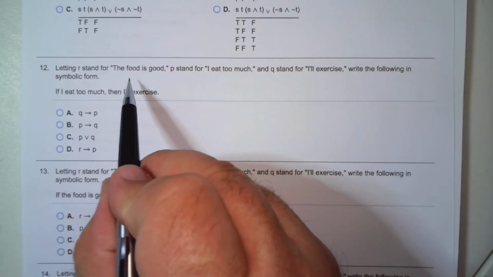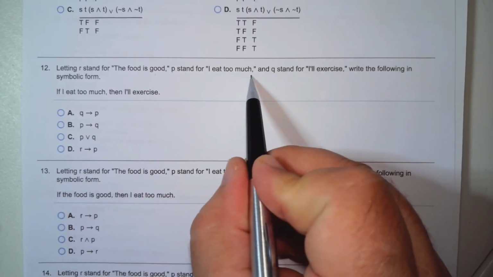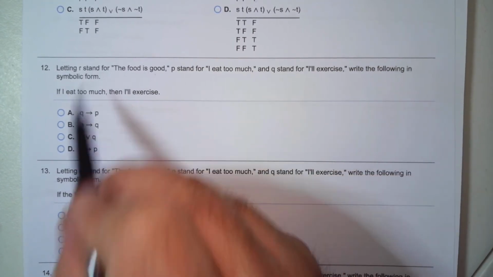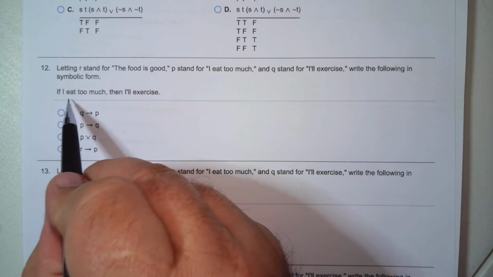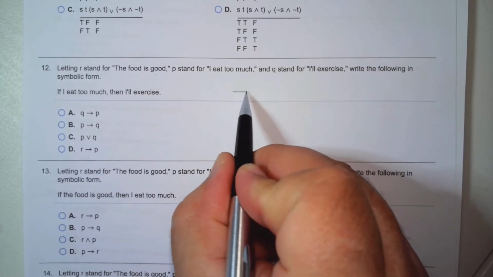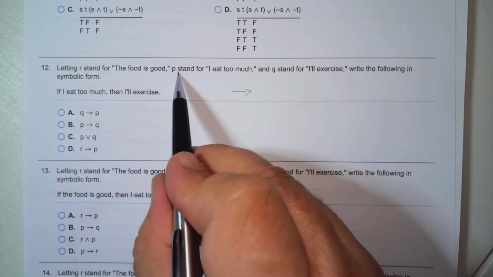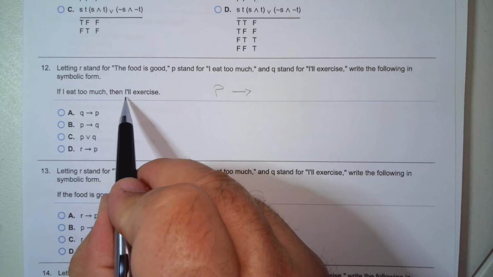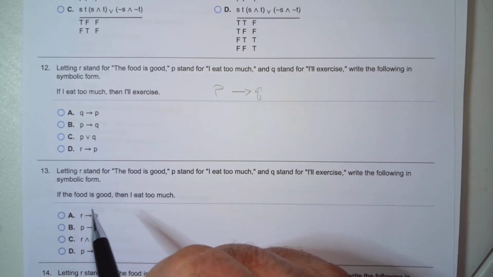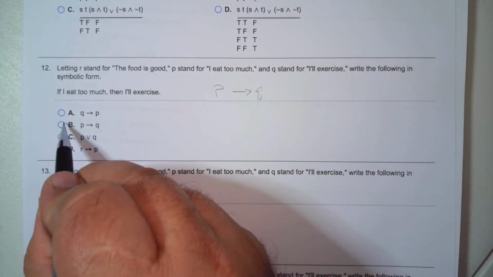Let R stand for the food is good, and P stand for I eat too much, and Q stand for I'll exercise. Write the following in symbolic form. If I eat too much, because it's an if-then, so we use I eat too much, that's P, then I'll exercise. If P, then Q. That's P, then Q, it's B.